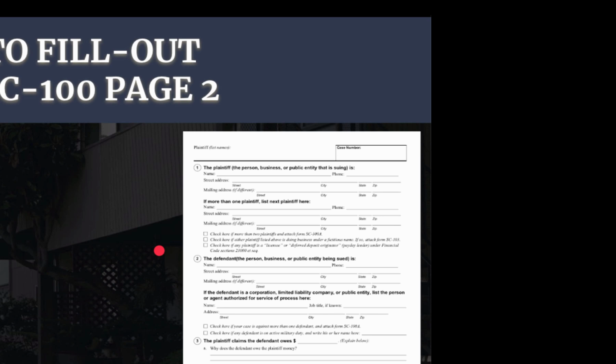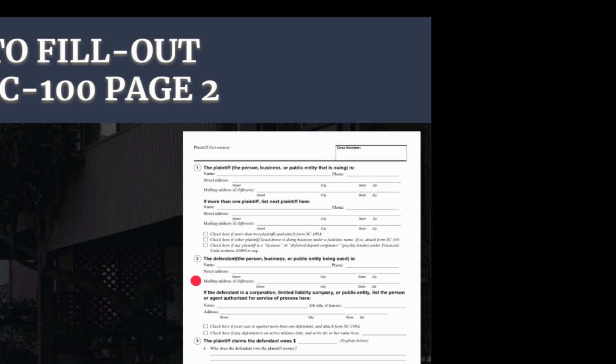If you have more than 2 plaintiffs suing for the same cause of action, then you'll need to use the supplemental form, which is form SC100A, to list additional plaintiffs. Again, that's if you have more than 2 plaintiffs. If you have one plaintiff, fill it out here. If you have a second plaintiff, fill it out here. If you have more than 2 plaintiffs, then you need a separate form in addition to this, the SC100A.